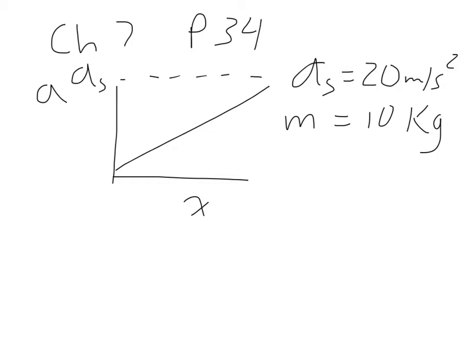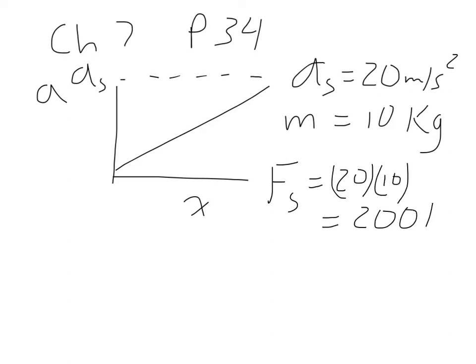squared. We can make this graph of acceleration as a function of position into a force as a function of position graph simply by multiplying the mass times the acceleration. So in this case we would have the upper force, Fs, is equal to 20 times 10, mass times the acceleration, or just 200 newtons.